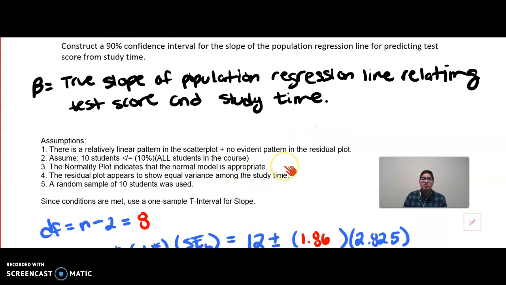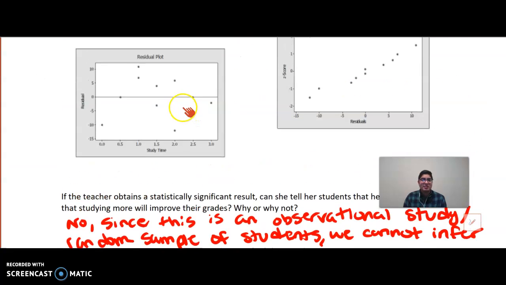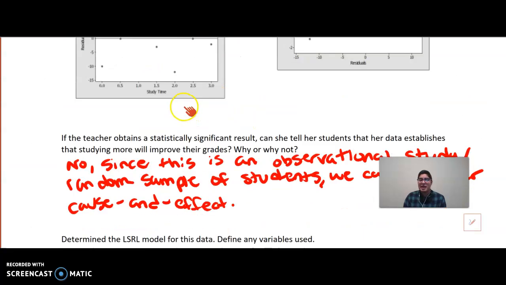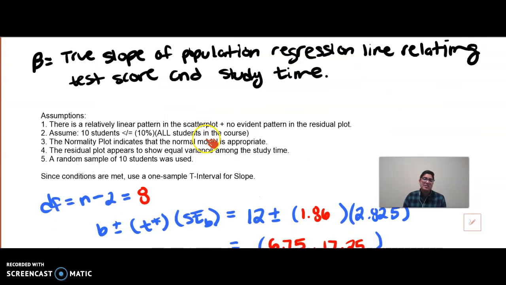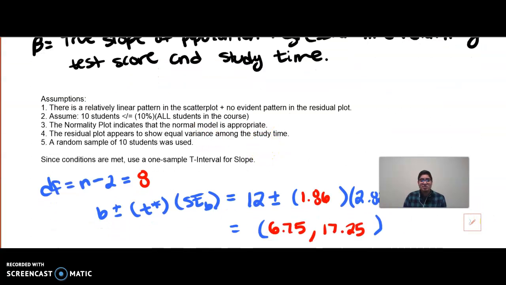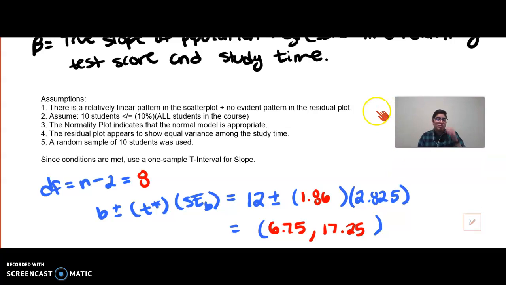The residual plot appears to show equal variance among the study times. We didn't see any evidence of fanning or any indicative pattern, so we're good there. And lastly, we did collect a random sample of 10 students. Since our conditions are met, we will use a one sample t-interval for slope.